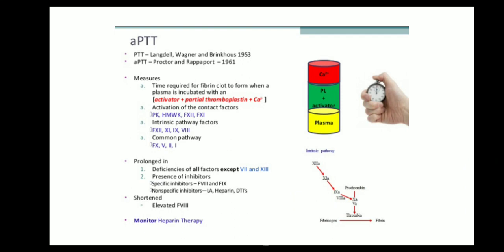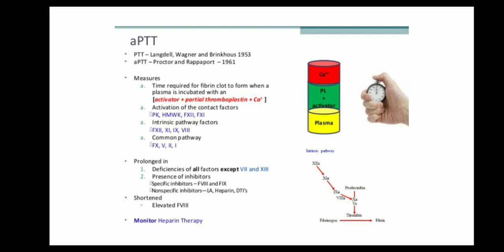APTT is activated partial thromboplastin time, and it measures the time required for fibrin clot to form when the plasma is incubated with activator, partial thromboplastin and calcium. It also measures the activation of contact factors. It measures the intrinsic factors like factor 12, factor 11, factor 9 and factor 8, and the common pathway, which includes factor 10, factor 5, factor 2 and 1.